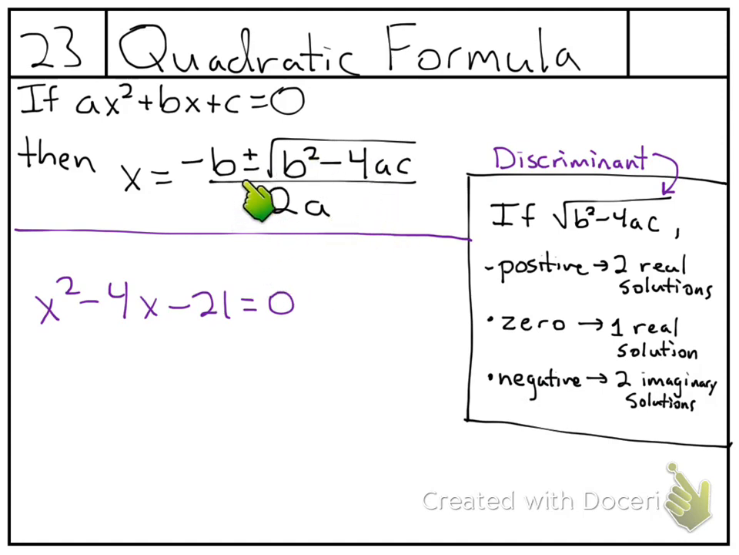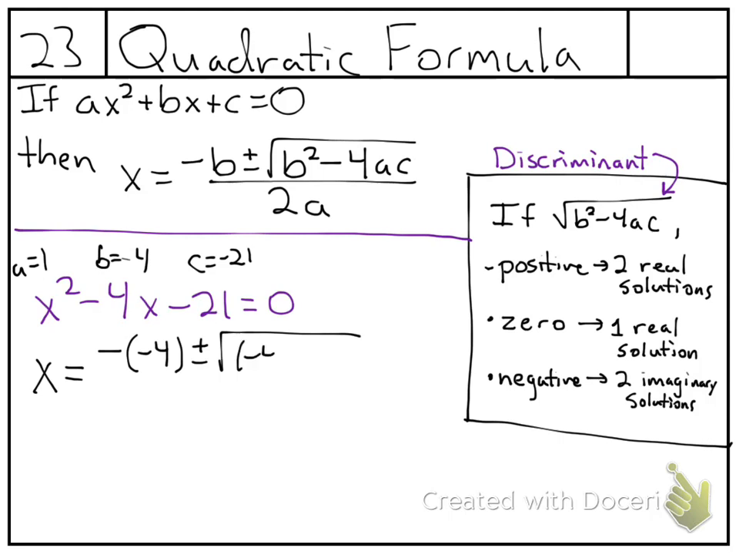So our goal today is just to use this formula to go and solve. So we start with x squared minus 4x minus 21. In this case, a is 1, b is negative 4, and c is negative 21. So we're going to substitute into our equation. So it's negative b, so negative 4, plus or minus the square root of negative 4 squared minus 4 times a, which is 1, times c, which is negative 21. All of that is over 2 times 1.